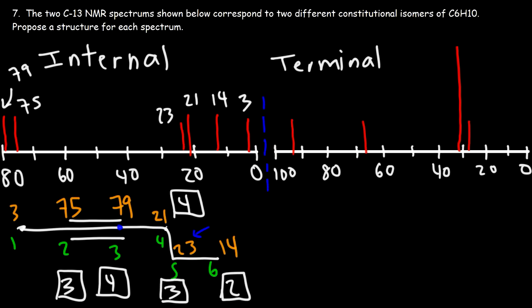Now let's move on to the structure on the right side. So we have a terminal alkyne, which means that we need to put the triple bond at the end. And there's only 4 signals. So we can maybe put an isopropyl group, 1, 2, 3, 4, 5, 6 carbons. But this will give us 5 signals. So therefore, we have to use a tert-butyl group.